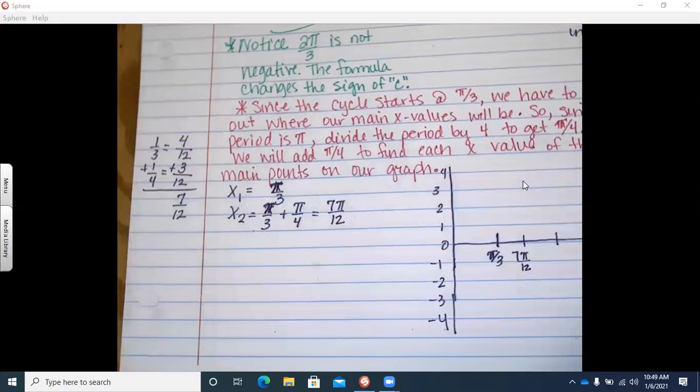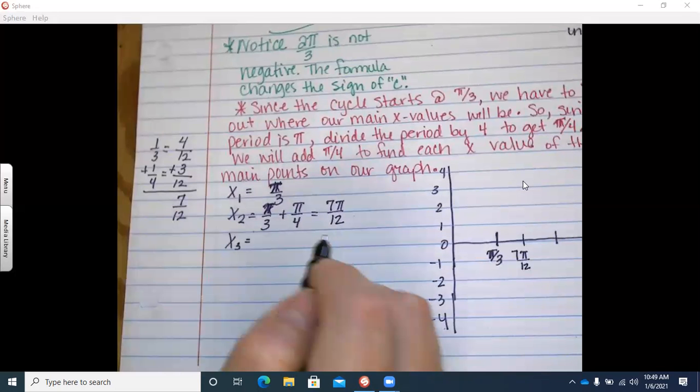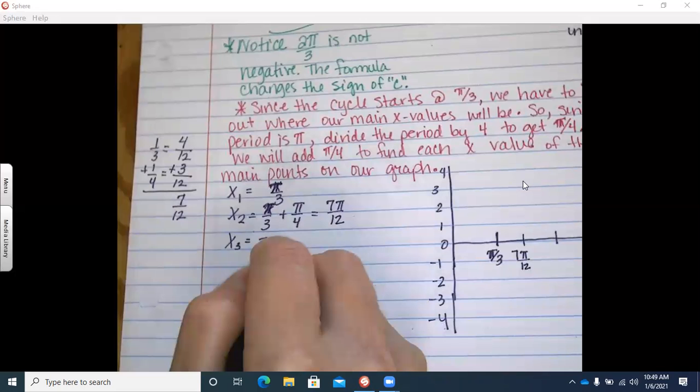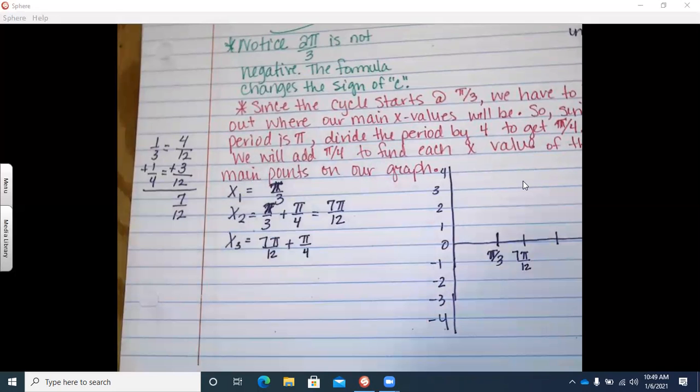Y'all cool with that? So to find my third point, I'm going to take my second point and add what to it? Pi fourths. Because each of these segments are pi fourths long, right? Because we took the length and divided it by 4. So basically we're doing 7/12 plus 1/4.